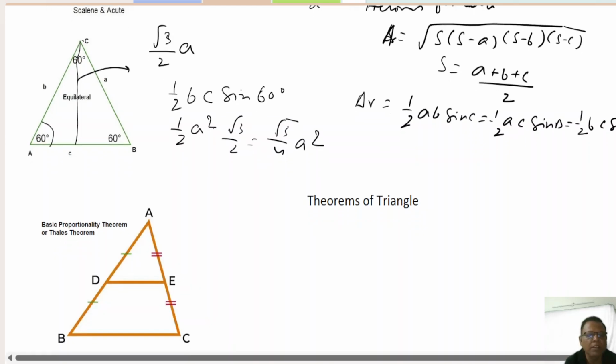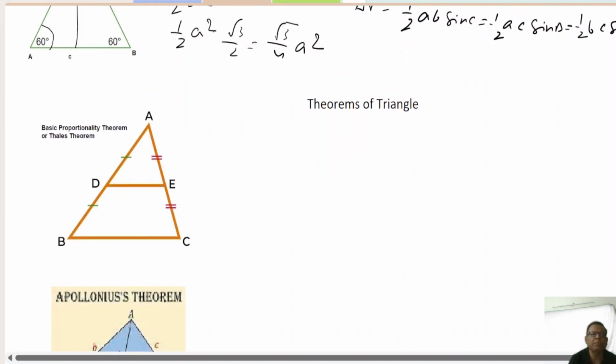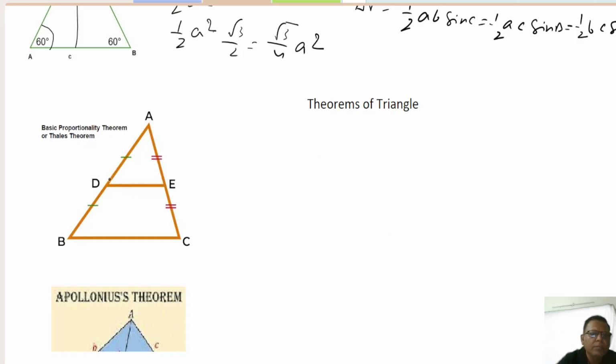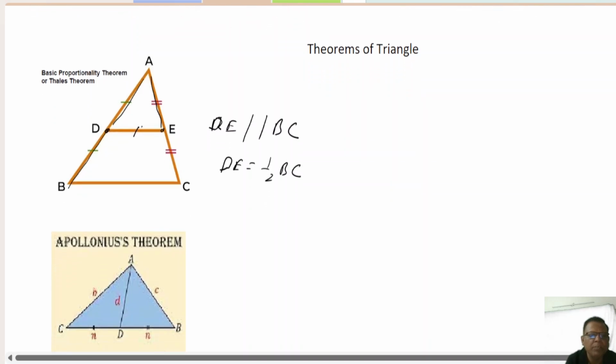Now come to the theorems of triangle. The first theorem is the basic proportionality theorem or Thales theorem. If we take the midpoints of two sides, then DE will be parallel to BC, and DE will be half of BC. This is Thales theorem.